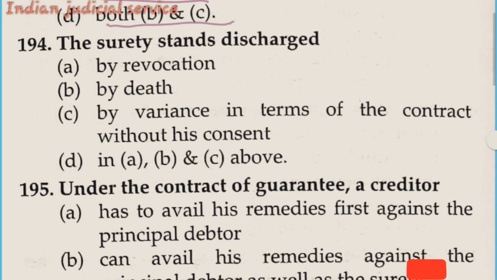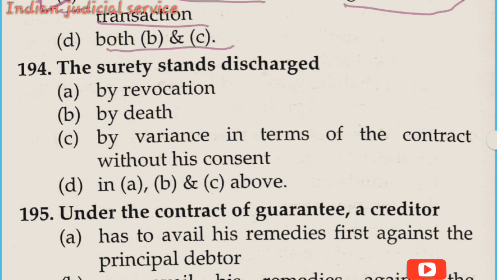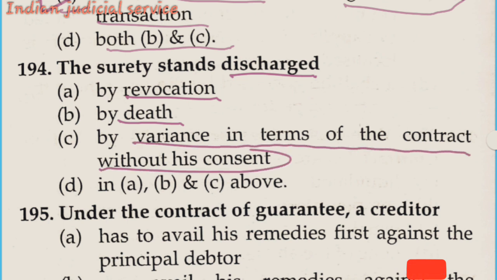Now come to question number 194. The surety stands discharged: option A, by revocation; option B, by death; option C, by variance in terms of contract without his consent; and option D, A, B and C above. So it is clear here that the surety stands discharged according to section 133.